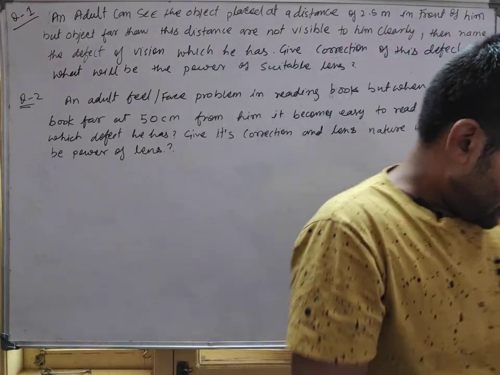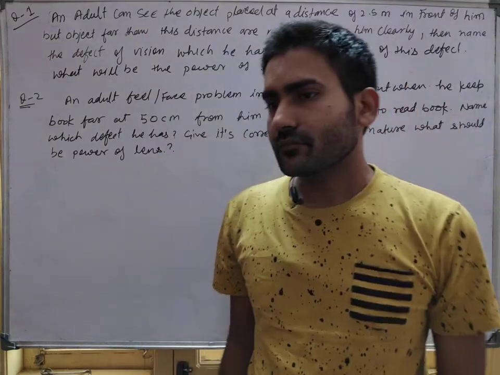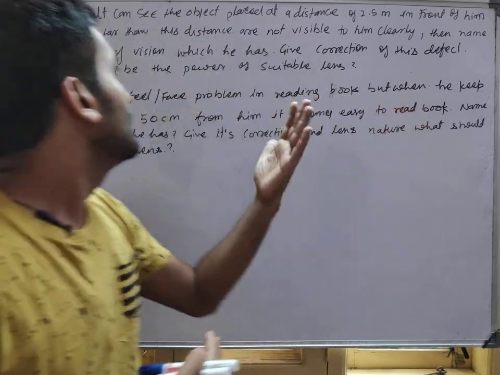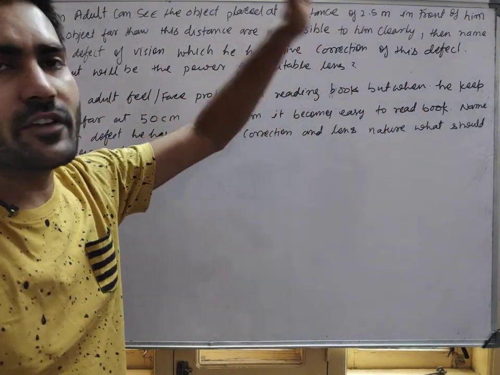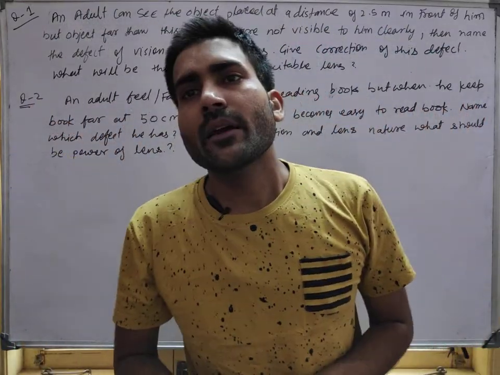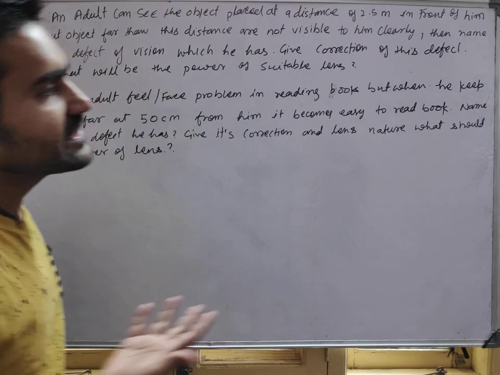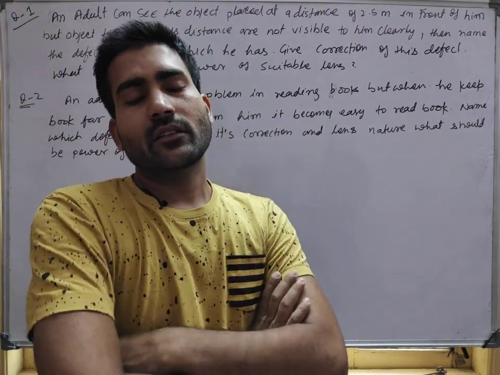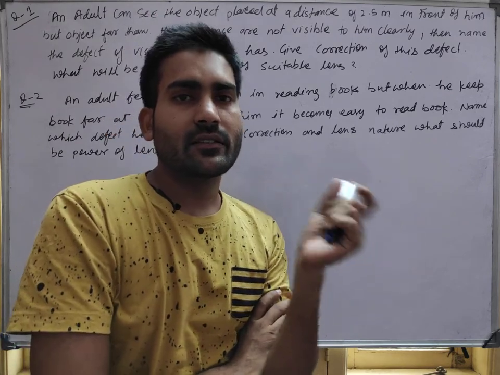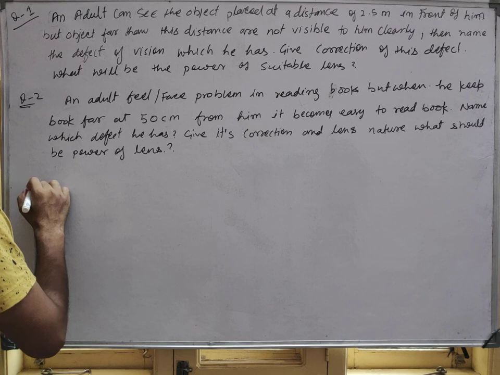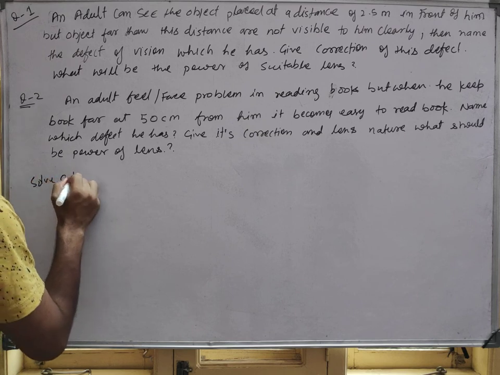Means a man can see an object up to 2.5 meters. After that 2.5 meters, he is not able to see anything. Which defect does he have? I think he has a defect of near-sightedness, I mean short-sightedness defect. Let's solve question number one.